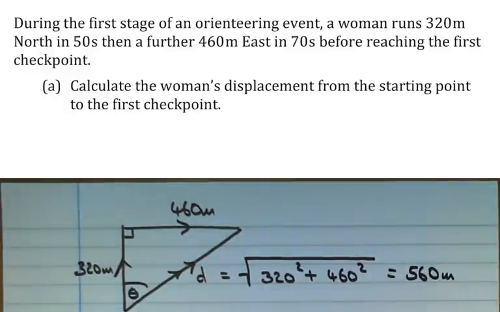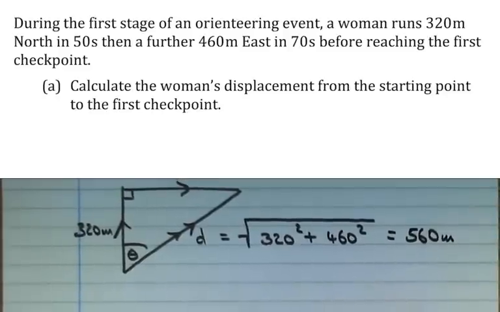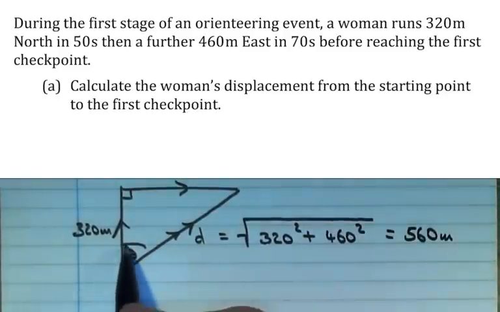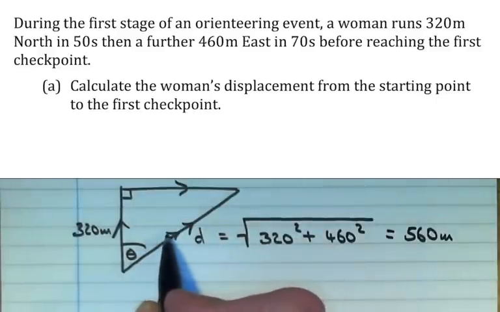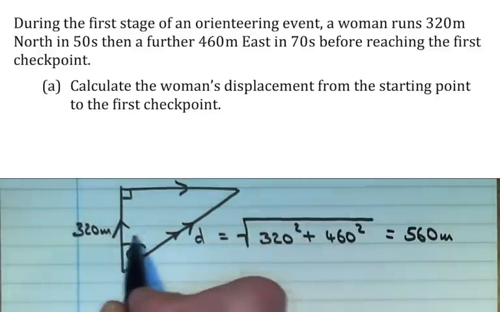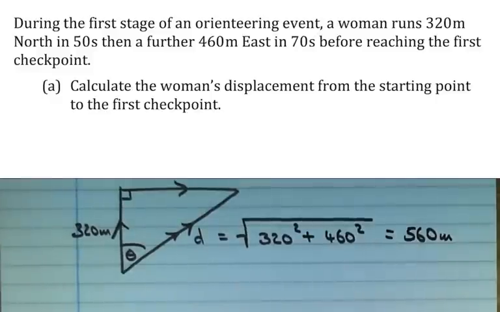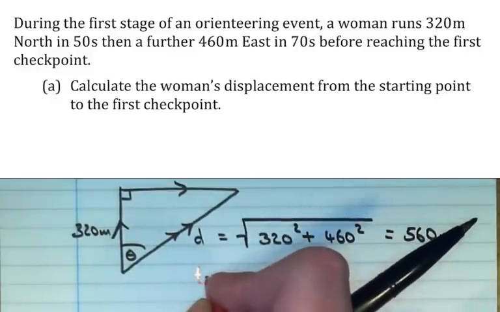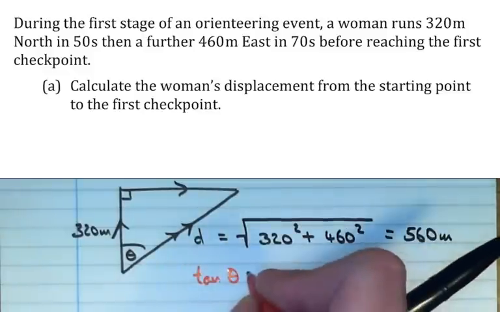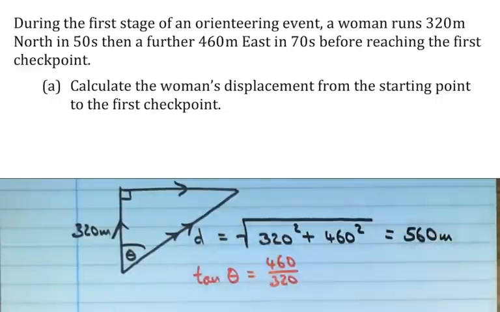Remember, this is displacement, and because that's a vector, we need an angle. So at this point, here's the angle. Here we're working out theta. Opposite theta is 460. This is the longest line in the right angle triangle, the hypotenuse. So this is the opposite, and this is the adjacent. What links opposite and adjacent is the tan function. You wouldn't need to write this down, which is why I'm writing it in red. Tan of that angle theta would be opposite over adjacent, 460 over 320.